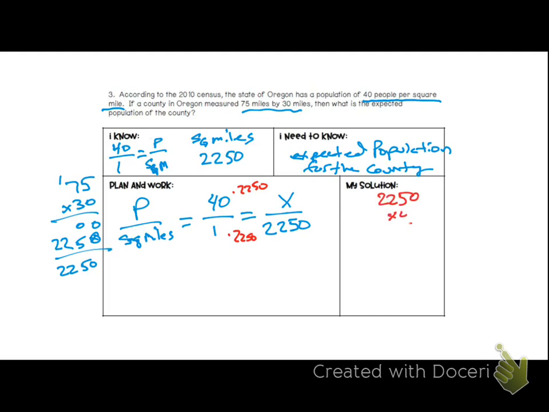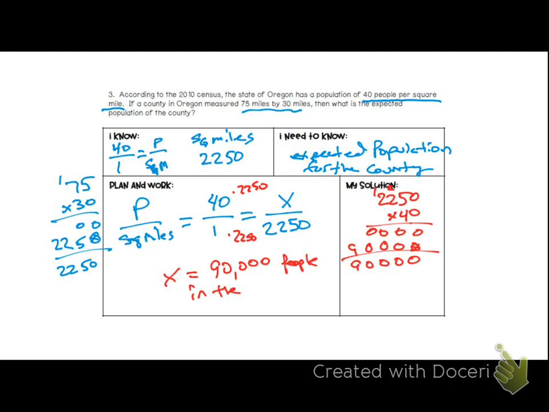2,250 times 40. 0, 0, 0, 0. Placeholder. 4 times 0 is 0. 4 times 5 is 20. Carry a 2. 4 times 2 is 8, plus 2 is 10. Carry a 1. 4 times 2 is 8, plus 1 is 9. I got 90,000. So X is going to equal 90,000 people in the county. That was a part to whole relationship.